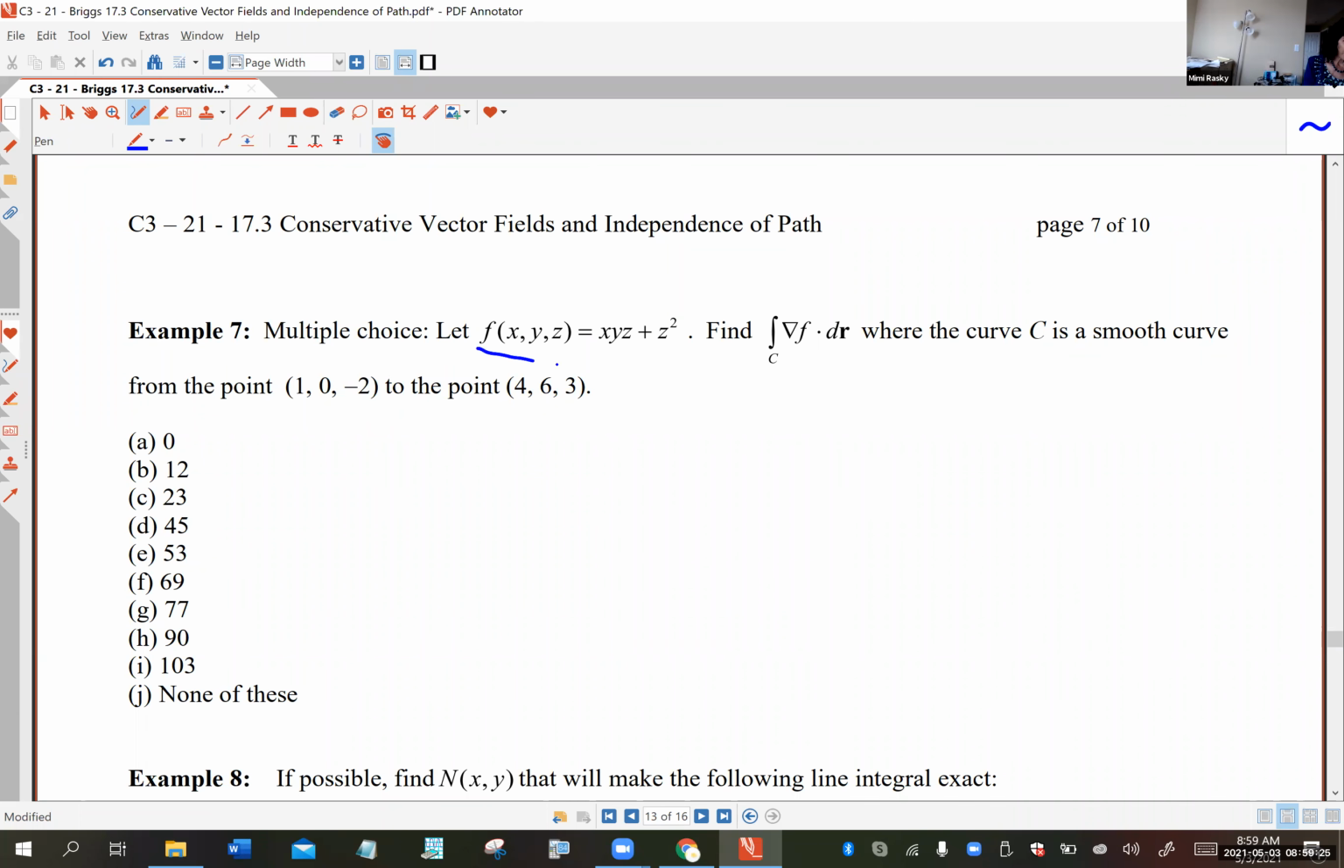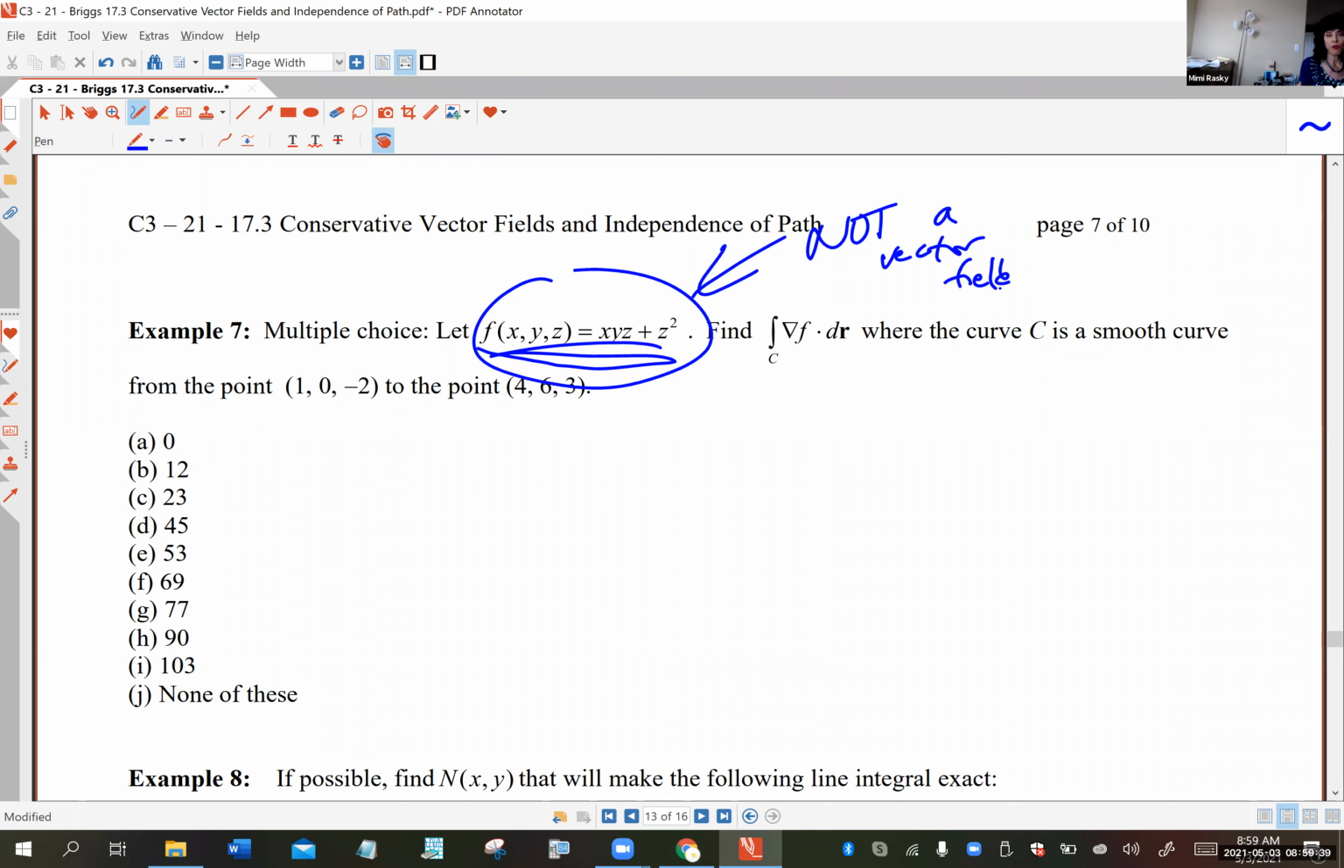So they're giving you a potential function here. Okay, that's a scalar function. This is not a vector field. Please don't tell me this is a vector field. It's not. A vector field is the kind of function that has component form, with the angular brackets, or it has the standard unit vectors linear combination version. So this is just a scalar function, so you know it can't be a vector field.